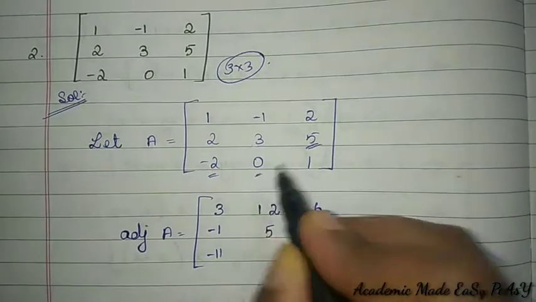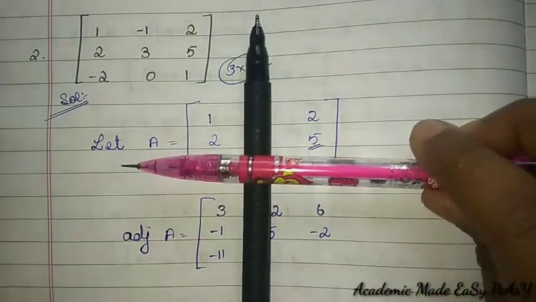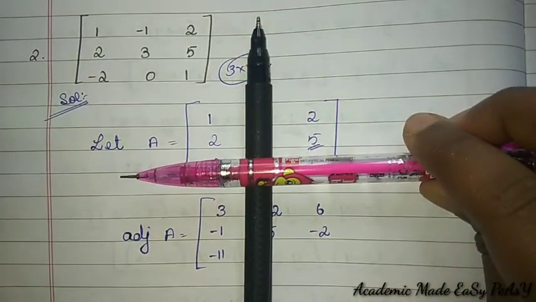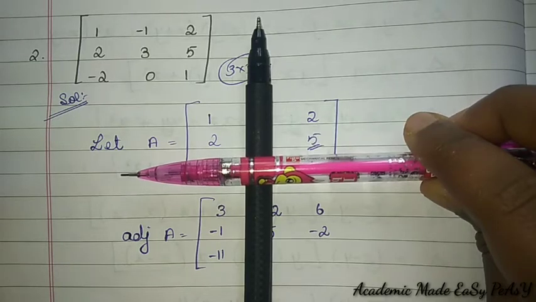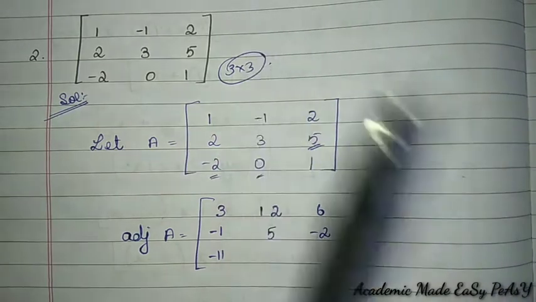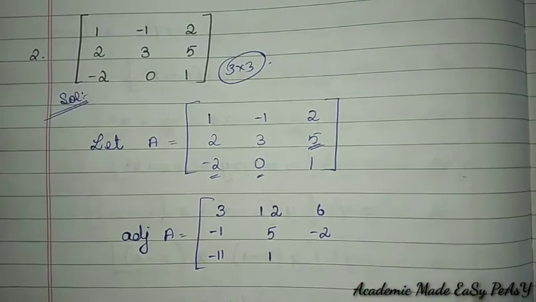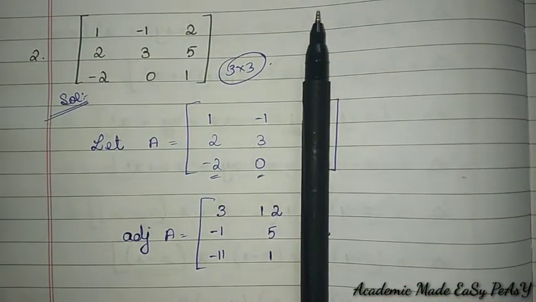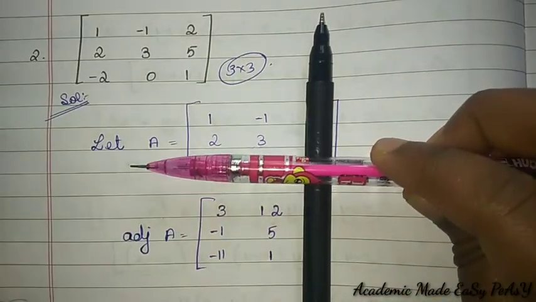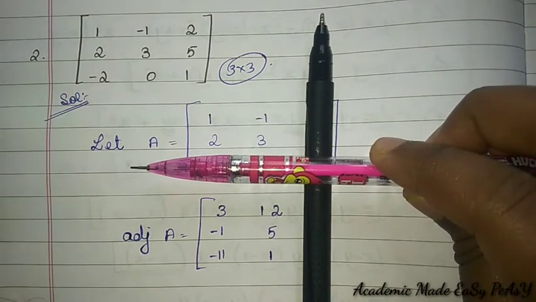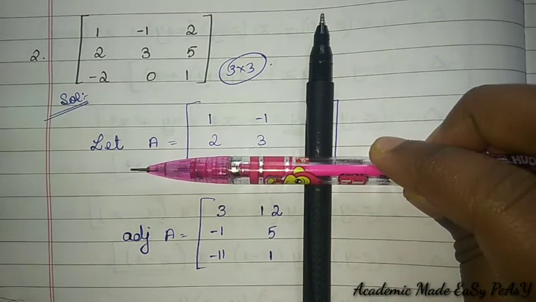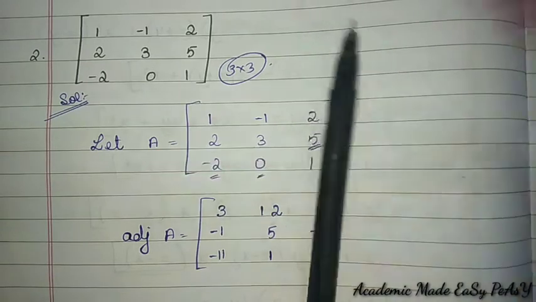Now I will be moving on to this. I will be hiding these two. So 1 5s are 5. 5 minus 2 2s are 4. 5 minus 4 is 1. Over here the last element, the row and column are hidden. So 1 3s are 3, minus of minus is plus, so 3 plus 2 is 5.